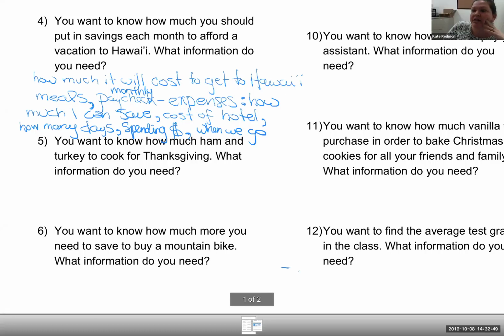Veronica also said percentage of paycheck. I think she means the percentage of paycheck that we could afford to save. That would definitely be one way we could figure out this monthly paycheck idea. So it could be totally in percent. Okay, so cool. Did you guys have any other things that you need to know for how much we need to put in savings each month to afford a vacation to Hawaii?